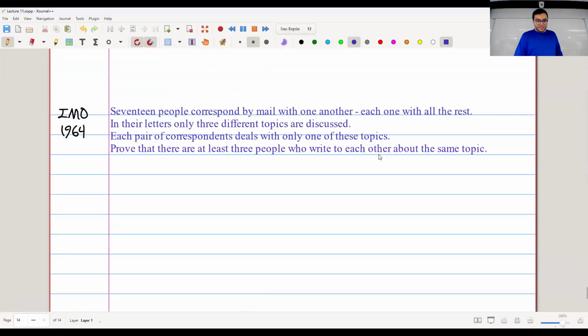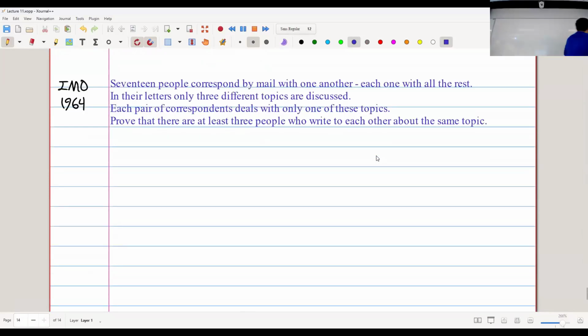Now, this problem is from IMO at the time of dinosaurs. So, 17 people correspond by mail with one another, each one with all the rest. In their letters, only 3 different topics are discussed. Each pair of correspondents deal with only one of these topics. Prove that there are at least 3 people who write to each other about the same.